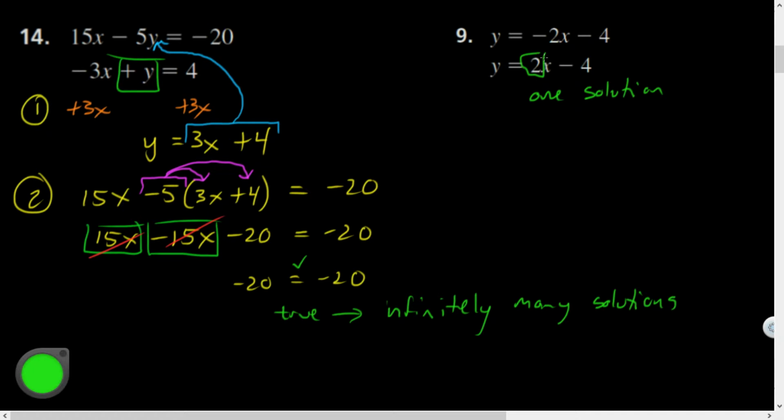Because the slopes were different. And if the slopes are different, that means these two lines have to cross. They can only have no solution if the slopes are the same, or infinitely many solutions if the slopes are the same and they're the same line. But number 10 we just saw had no solution because they were parallel to each other.